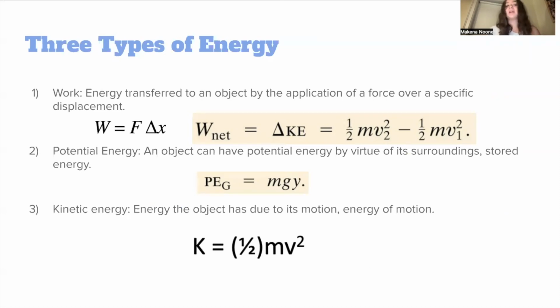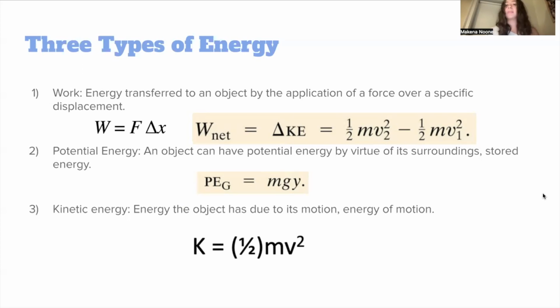This is represented by the equation W is equal to F delta X, where W represents the work done in joules, F represents the force, and delta X represents the displacement of the object. Work can also be defined as the change in kinetic energy over time.